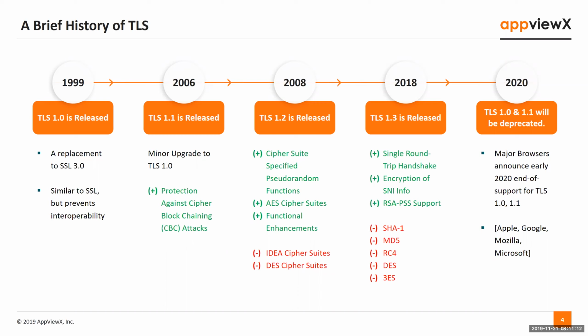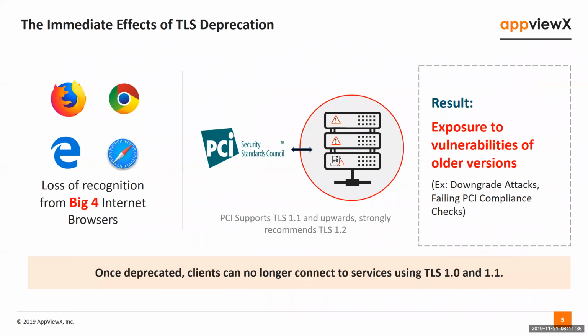So in 2020, TLS 1.0 and 1.1 will be deprecated by major browsers, which means that it is not going to be shown as a secure website if they only support TLS 1.0 or 1.1. And it's a good practice not to use those for your internal communication to secure your data in transit.